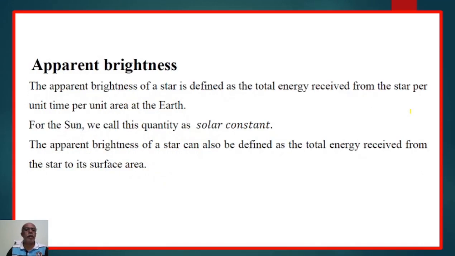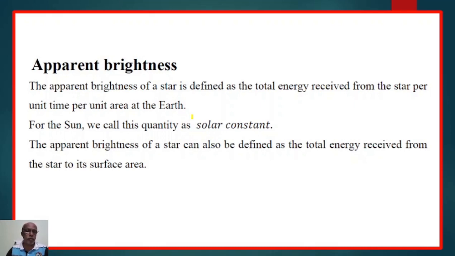So coming to apparent brightness. The apparent brightness of a star is defined as the total energy received from the star per unit area per unit time at the Earth's surface. It is the total amount of energy received by the Earth's surface per second per unit area, and that we call as the apparent brightness.